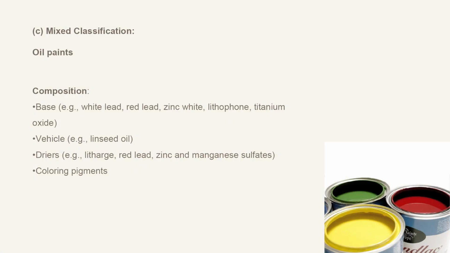Next, we have oil paints. Oil paints are your standard paints with a base and a vehicle plus added dryers and pigments. Common vehicles include various forms of linseed oil, while bases can be white lead, red lead, zinc white, lithophone and titanium oxide. Applied in 3 coats, oil paints are cheaper, easy to apply and versatile, suitable for walls, ceilings, woodwork and metalwork. Just avoid using them in humid or damp weather, that is it.